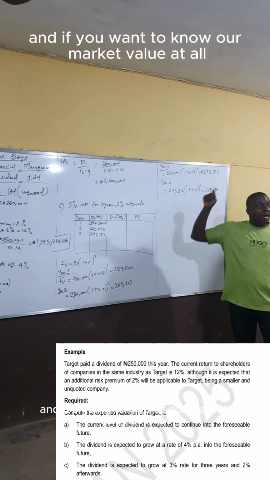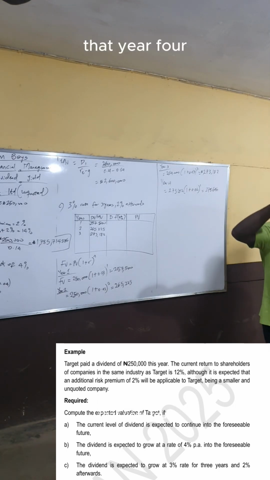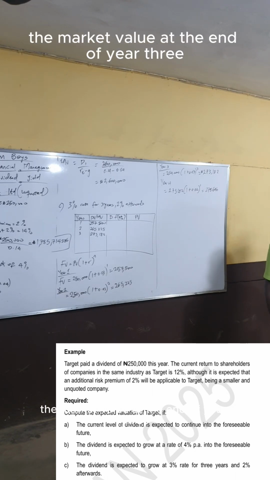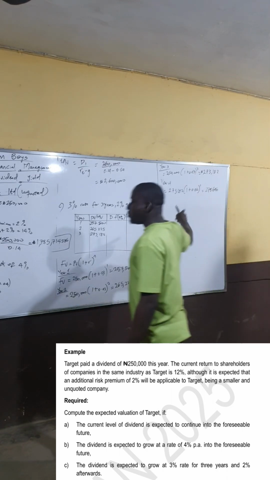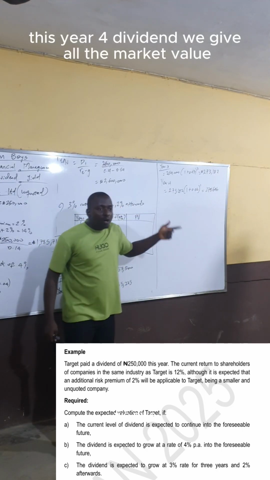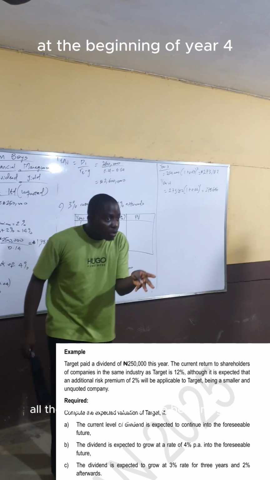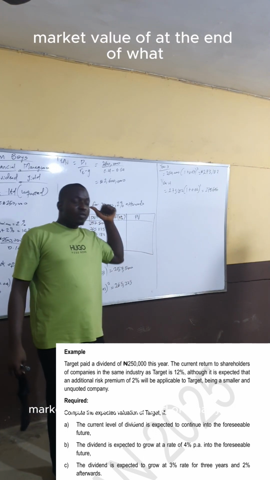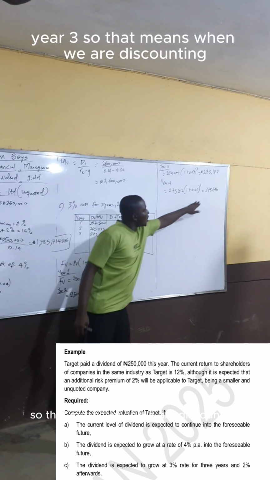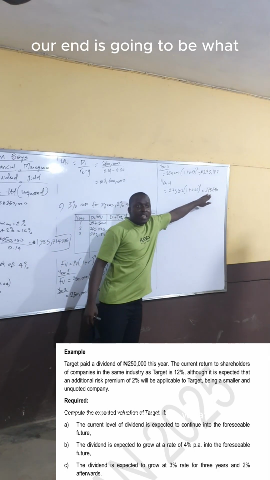And it's going to give us our market value as what? That year 4. And that market value at the beginning of year 4 is still what? The market value at the end of year 3. Let me explain it. This year 4 dividend will give us the market value at the beginning of year 4. Which is also the what? Market value at the end of what? Year 3. So that means when we are discounting, our end is not going to be 4, our end is going to be what?